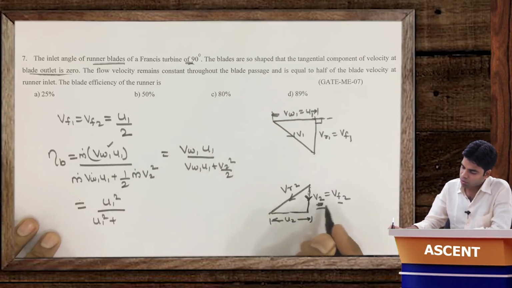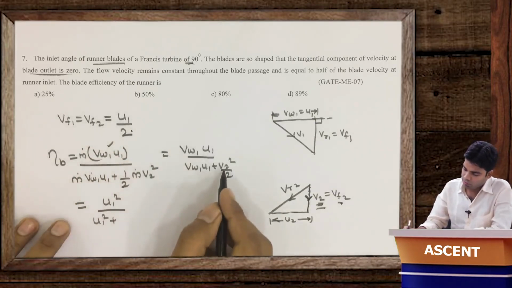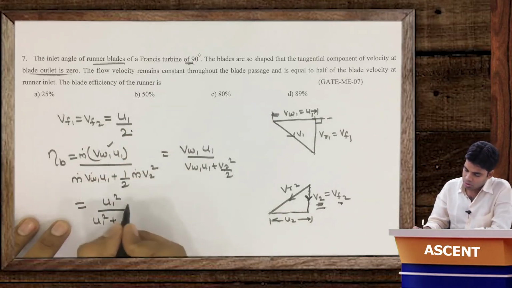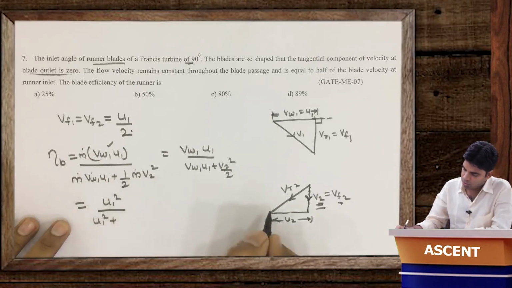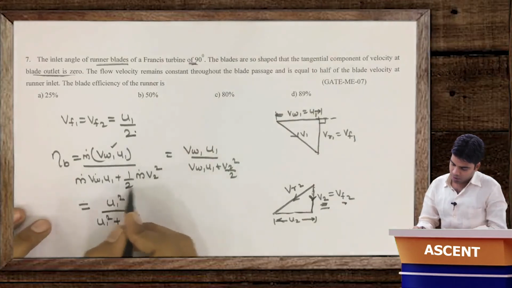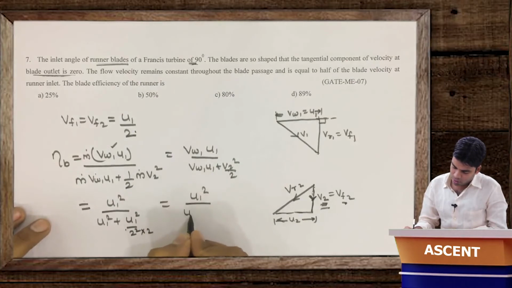Now what is V2? V2 is equal to VF2. Getting this? Okay, and this VF2 is equal to again U1 by 2. So this V2 is actually equal to U1 by 2. Getting this? Okay, so V2 square is equal to U1 square by 2 square. Now there is one more 2 here, so into 2. So this will be equal to U1 square upon (U1 square plus U1 square by 8).